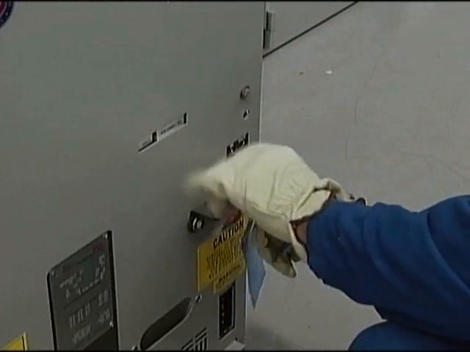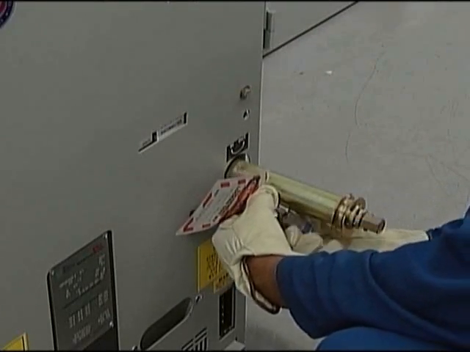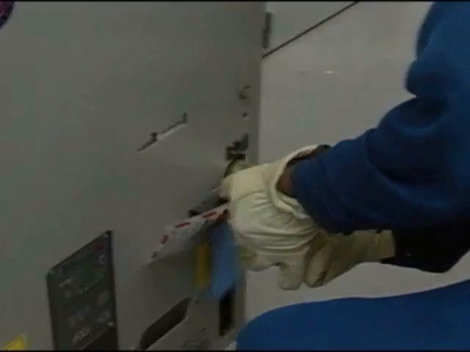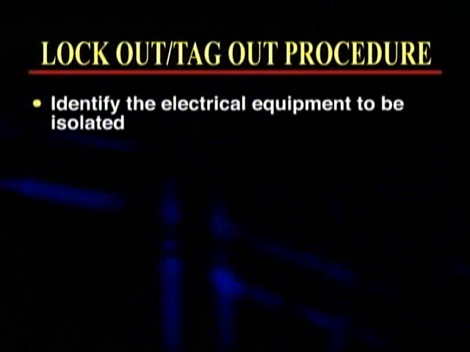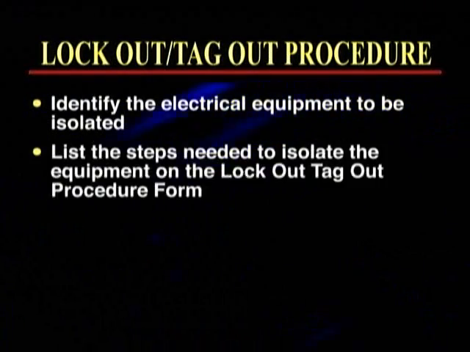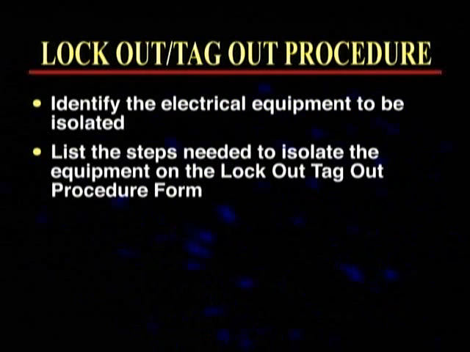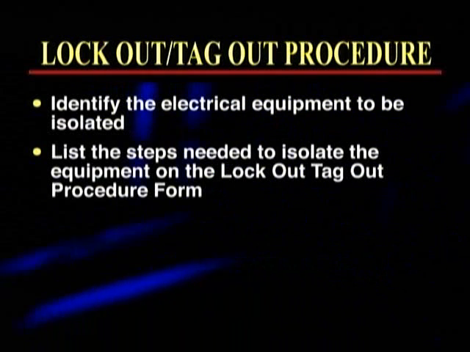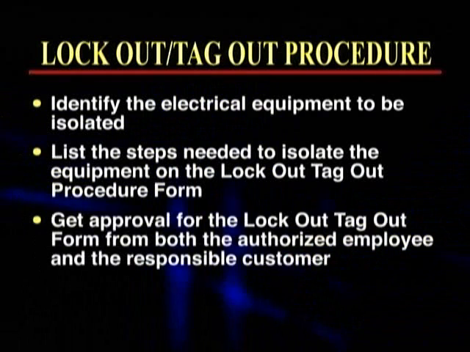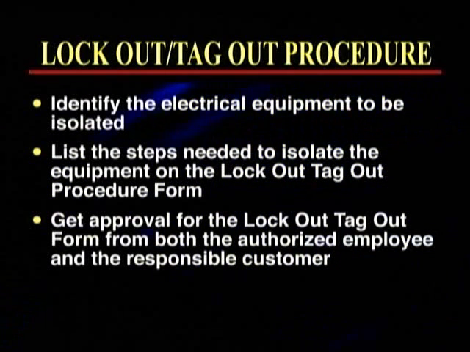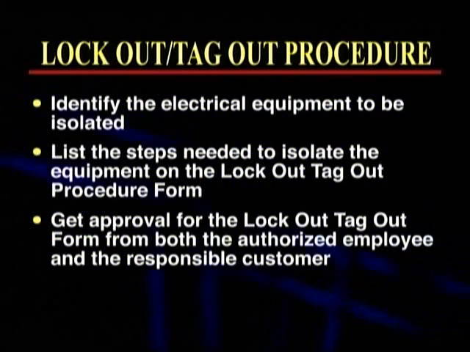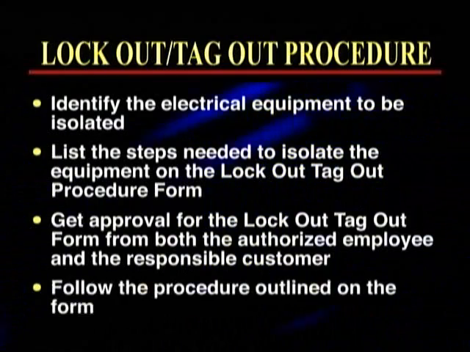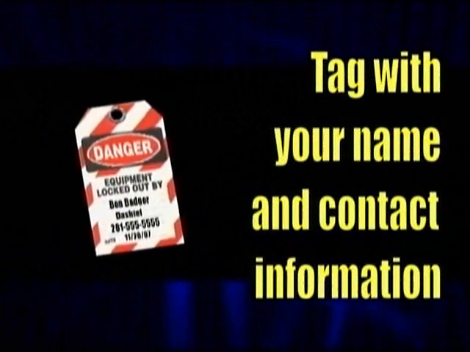If the work involves lockout, tagout, the following procedures must be taken. First, identify the electrical equipment to be isolated. List the steps needed to isolate the equipment on the Lockout Tagout procedure form. After the Lockout Tagout procedure form is approved by the authorized employee and the responsible customer, follow the procedure outlined on the form.